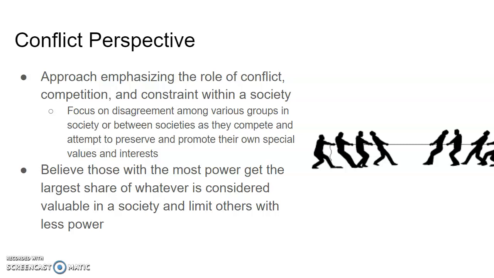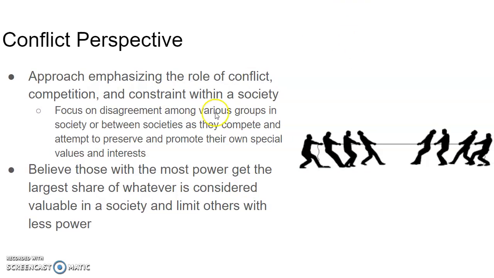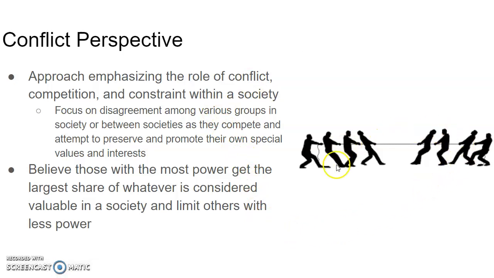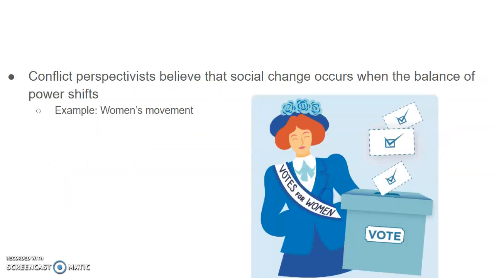So the conflict perspective, instead of looking at societies working together like the functionalists do, is looking at society as these groups that are constantly competing against each other for resources or for whatever they consider valuable in that society. Here I've put people playing tug of war because that's kind of what my mind goes to, that they're constantly fighting back and forth over this power or these valuable things within society.